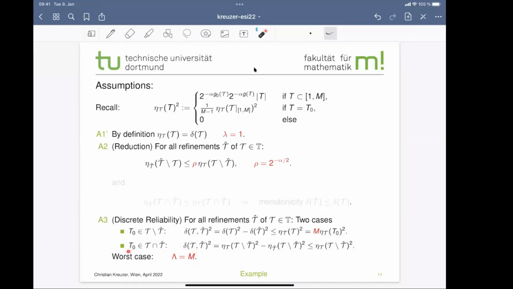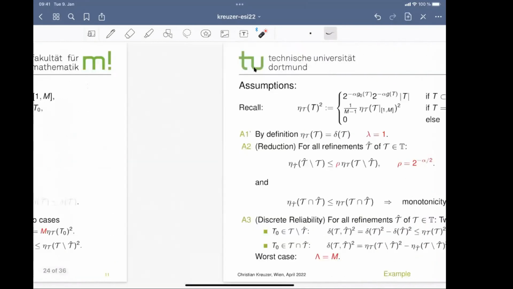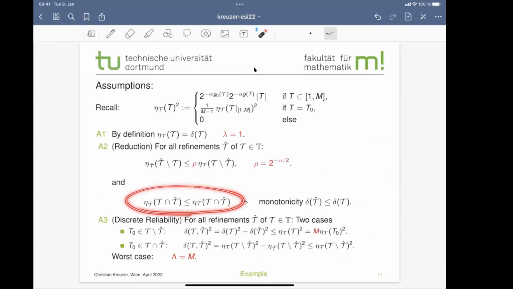And also, when T0 is not refined, then just by canceling the non-refined elements, you get this property here. And again, you can skip this and you end up with that. Okay. So in this case, you even have discrete reliability with constant 1. Another comment here: you have monotonicity also on the non-refined elements. This is a property I also need and mentioned previously, when introducing the error, we need monotonicity on the error.